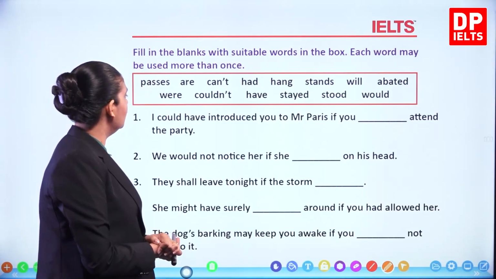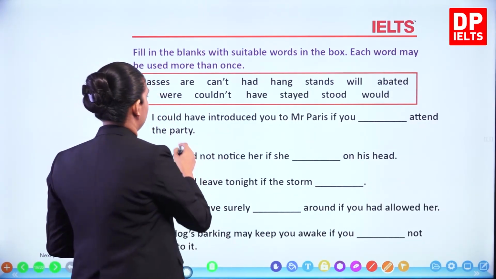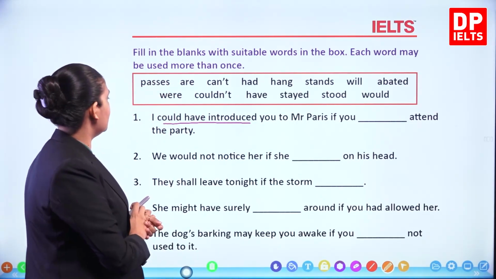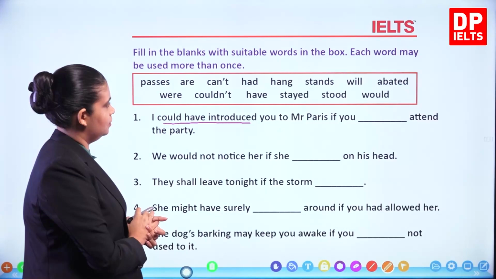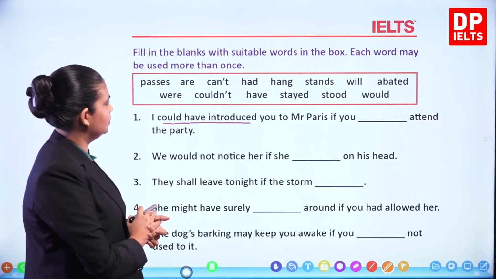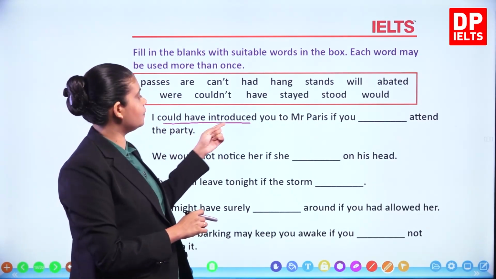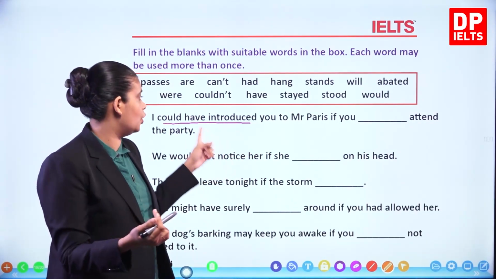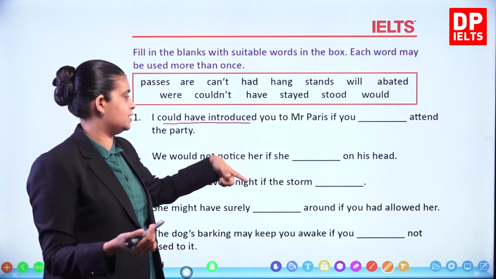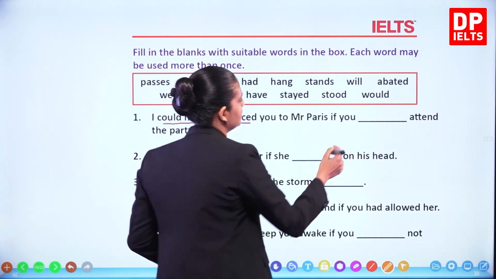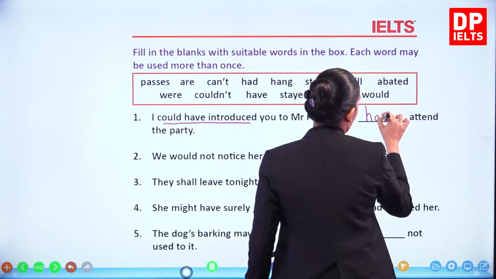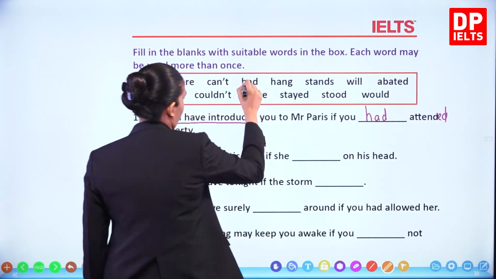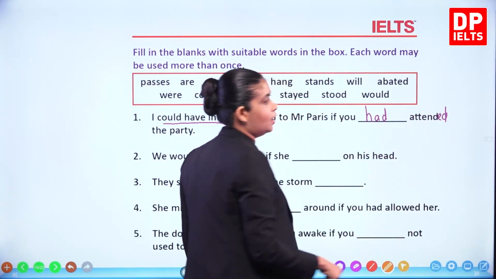Okay. I could have introduced you to Mr. Paris if you attend the party. Which one do you think? Okay. Could have introduced. It could have happened, but it didn't happen. So then, could have introduced you to Mr. Paris if you had what? Attended the party. Okay, it should be attended the party.